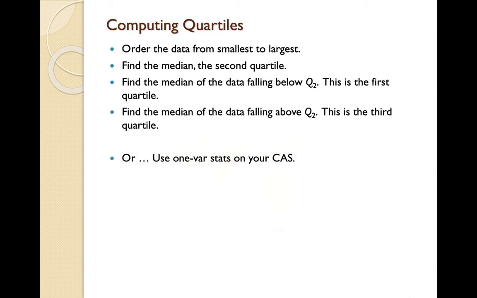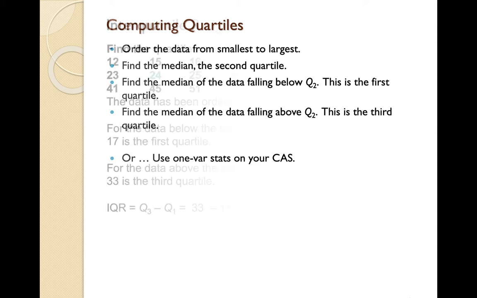All right, so to compute the quartiles, you're going to order the data from smallest to largest. You're going to find the median, which is the second quartile. And then you're going to take the two sets of data that your original set has now been divided into. To find the first quartile, you're going to find the median of the lower half of the data. To find the third quartile, you're going to find the median of the upper half of the data. Or you can just use your calculator.